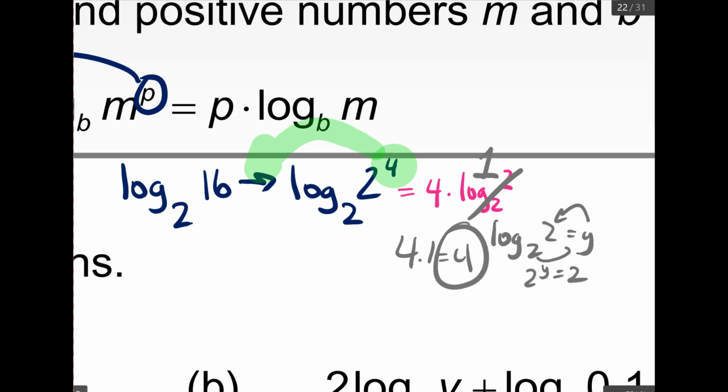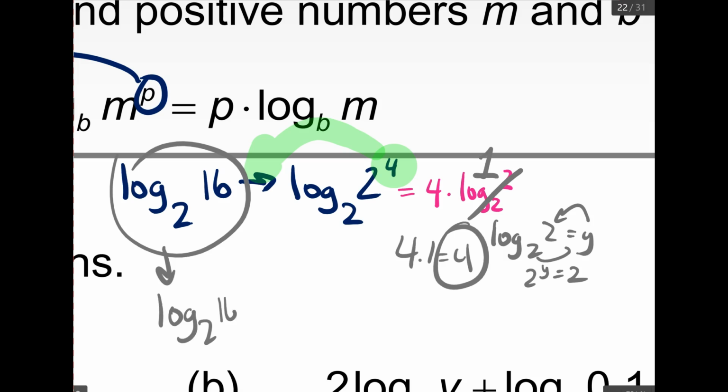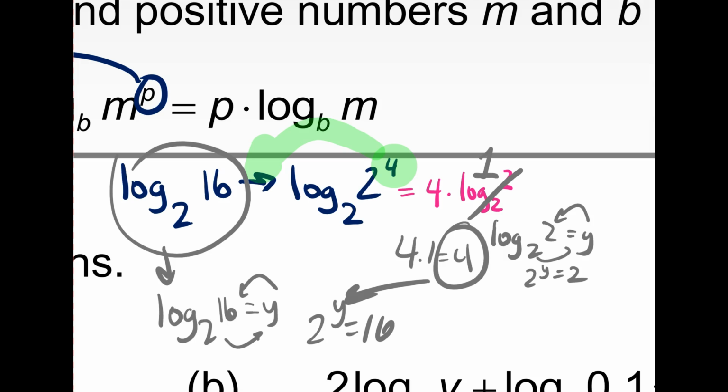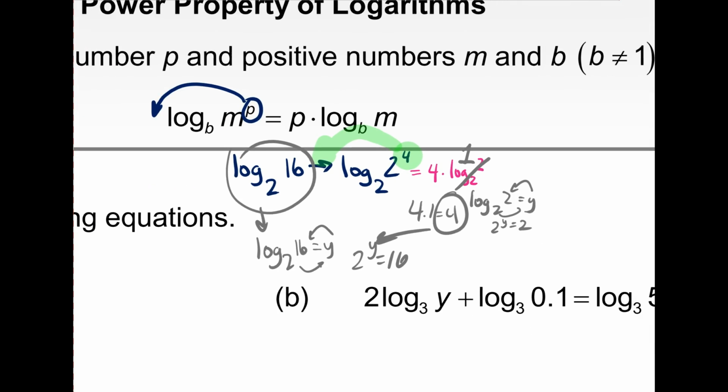That's the answer. If I came over on the left side, I could evaluate this logarithm. So I'm proving to you that this works. Log base 2 of 16 equals y. 2 to the y equals 16, and that also is 4. The exponent's 4 there. So that's the power property of logarithms.